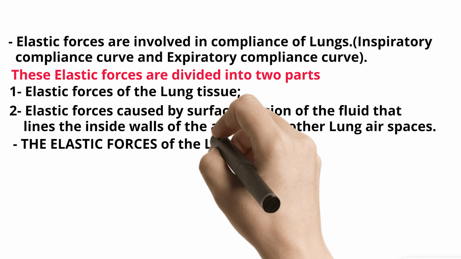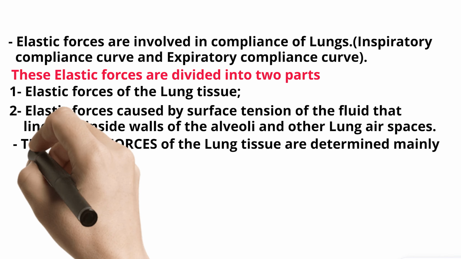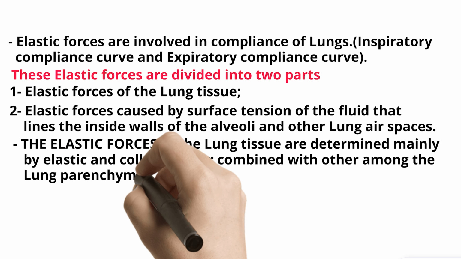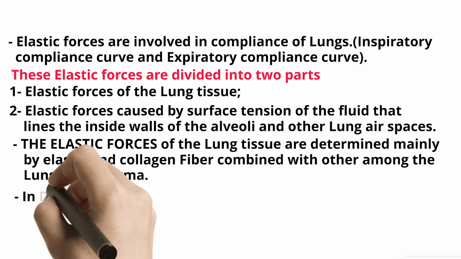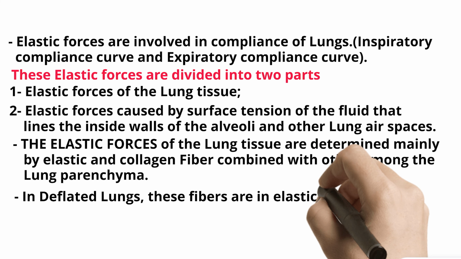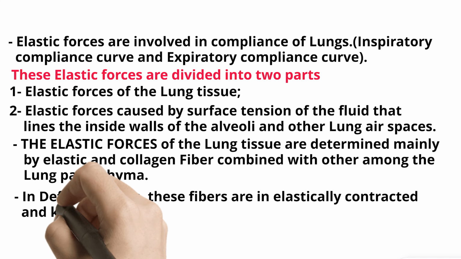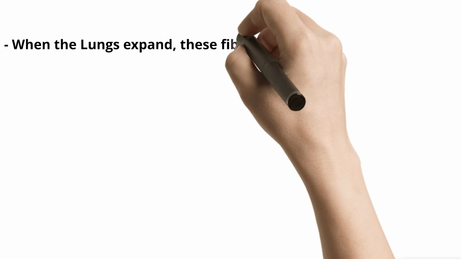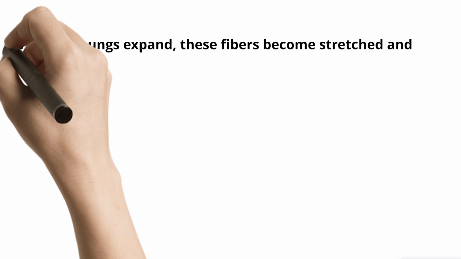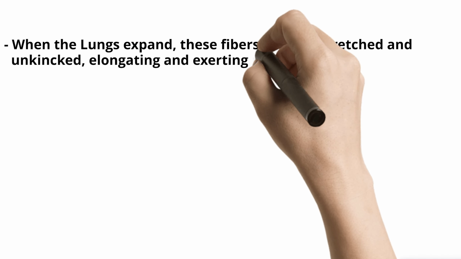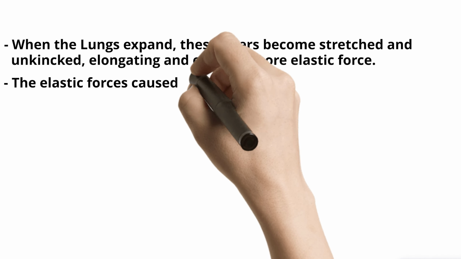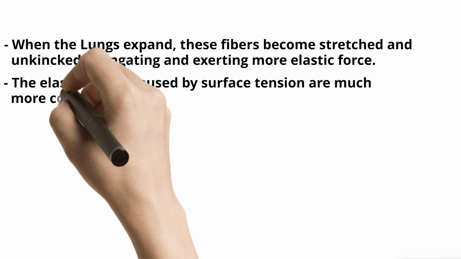The elastic forces of the lung tissue are determined mainly by elastin and collagen fibers intertwined among the lung parenchyma. In deflated lungs, these fibers are in an elastically contracted and kinked, twisted state. When the lungs expand, these fibers become stretched and unkinked, elongating and exerting more elastic force. The elastic forces caused by surface tension are much more complex.